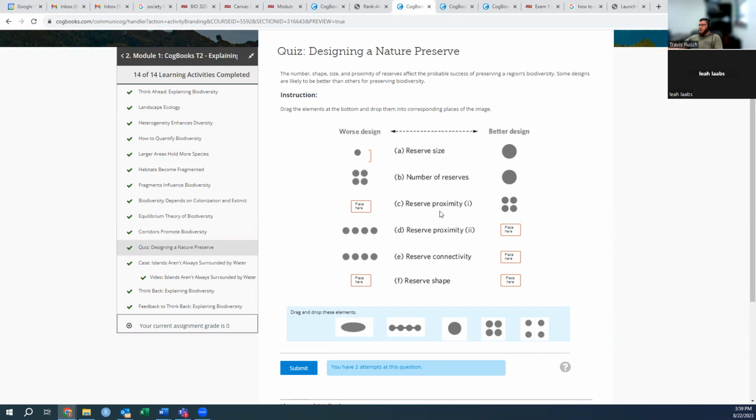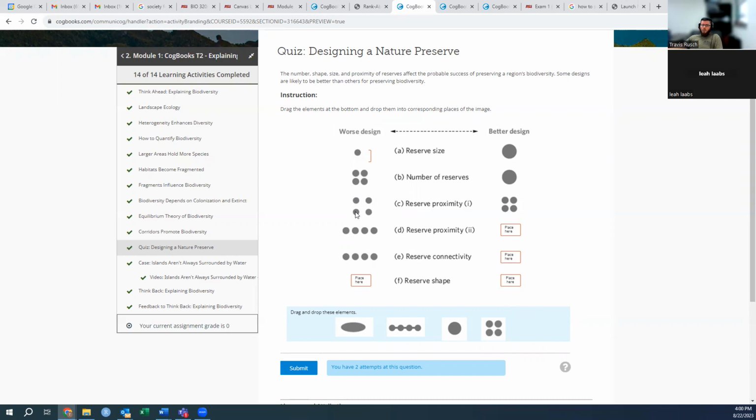How about reserve proximity? So this has 4 fragmented or broken patches, like we said before. And what do we think would be a worse design over here concerning proximity? That's going to be your 4 that are kind of spaced out. Yeah, so this one. Again, I would argue that this has an increased matrix that could be potentially dangerous for those organisms. Maybe this is really far apart and they're not capable of dispersing that long of a distance. So then they become isolated in this one region.